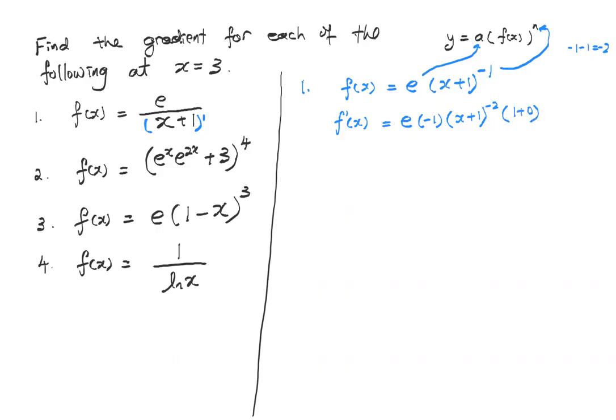Okay. Are you okay? So this will be -e. So all these things, you can find the product. So it's -e over (x plus 1) squared. So now you substitute your x equal to 3. So it's -e over (3 plus 1) squared. So this is -e over 16. That's all. Is that okay?